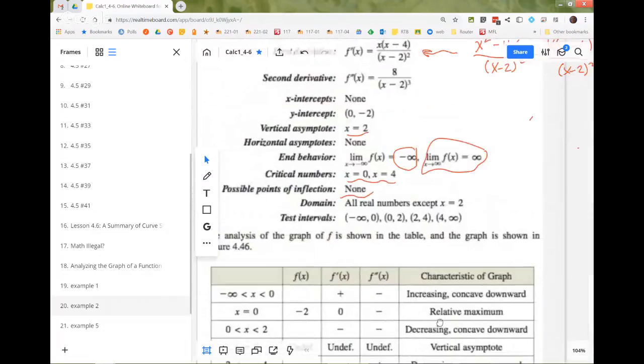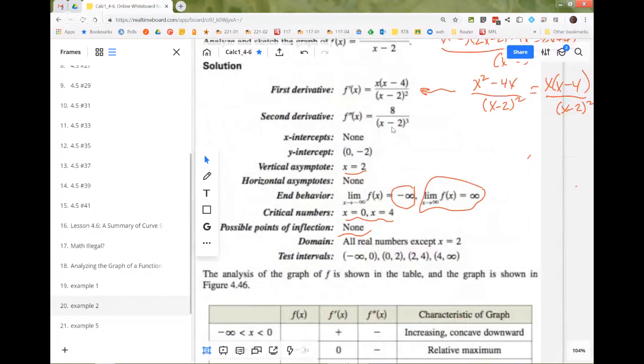What about concavity? Well, we don't have any points of inflection. We figured that out right here. So what kind of concavity do we have? Well, look at the second derivative. So when x is less than, I'm sorry, when x is less than 2, what's going to happen? This is going to be a negative down here. And what happens when you cube a negative? It's going to be negative. And 8 cubed is a positive. So positive divided by a negative, negative.